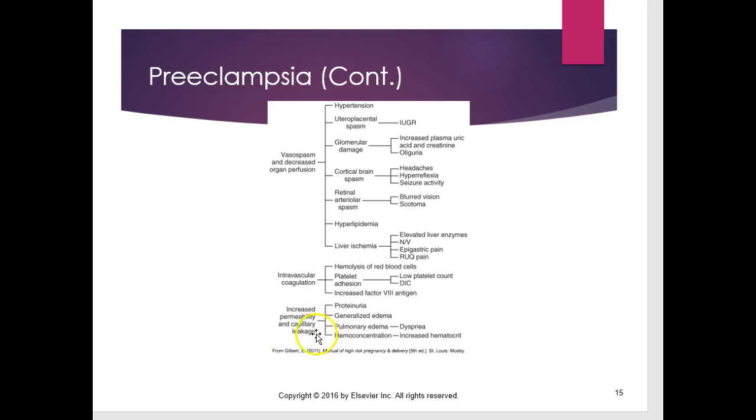Increased capillary permeability and leakage, proteinuria, again, that big protein molecule crosses over the kidney into the urine, generalized edema, third space fluid. It's totally normal to have third space fluid in your legs, not normal in your hands or in your face. Pulmonary edema, we don't want third space in our lungs. Of course, she's going to complain of dyspnea. And then hemoconcentration. So she may have an increased hematocrit, even though we don't expect it, simply for the fact that she's lost all of the plasma out into the third space.